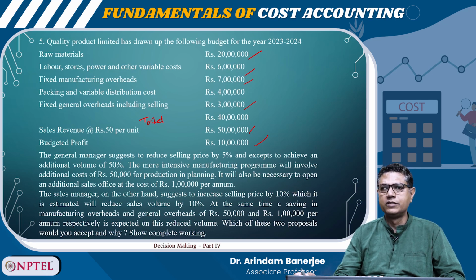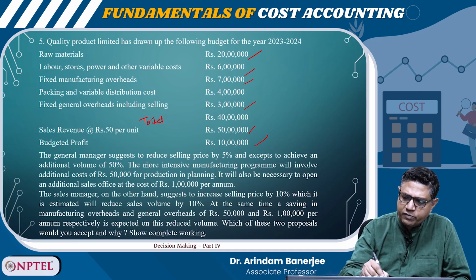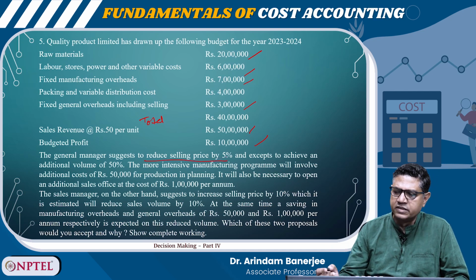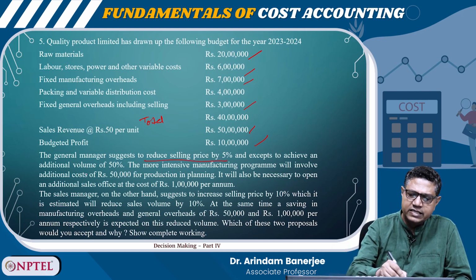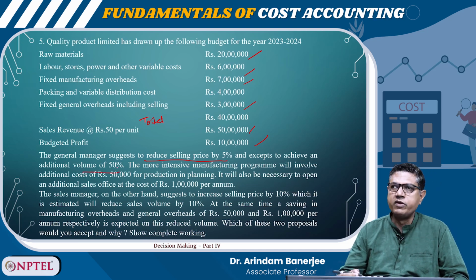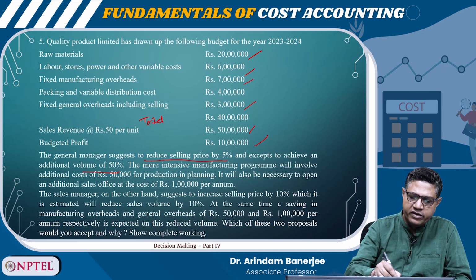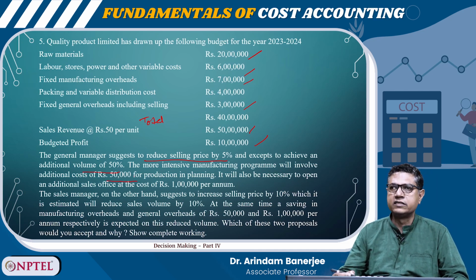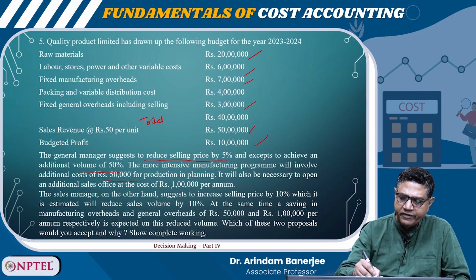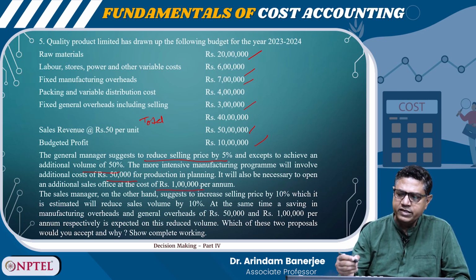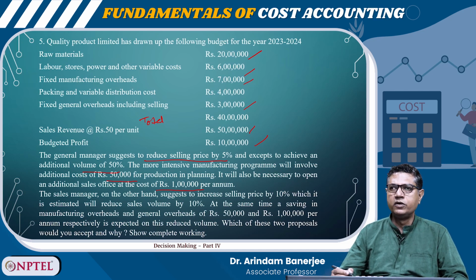Which of these two proposals would you accept and why? Show complete working. So, there are two proposals. First proposal is reduce the selling price by 5%, and because of this he is expecting an additional volume of 50%, and it will also require additional 50,000 for the manufacturing process, and it will also require to open an office, which will incur a cost of 1 lakh per annum.